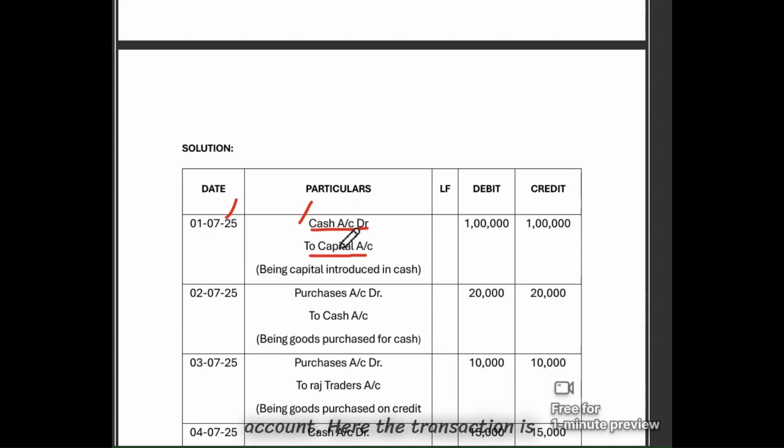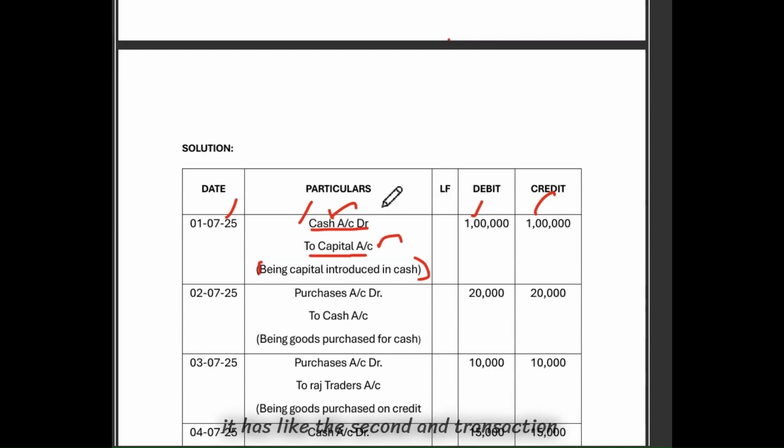Here the transaction is held using the cash, so we write cash as a debit account, and the capital is introduced to the business. The capital is credit for us, so we write it as a capital account. Below we have to write the narration for the transaction for our understanding. Here the narration being capital is introduced in cash, and we have to write the amount in debit side and credit side.